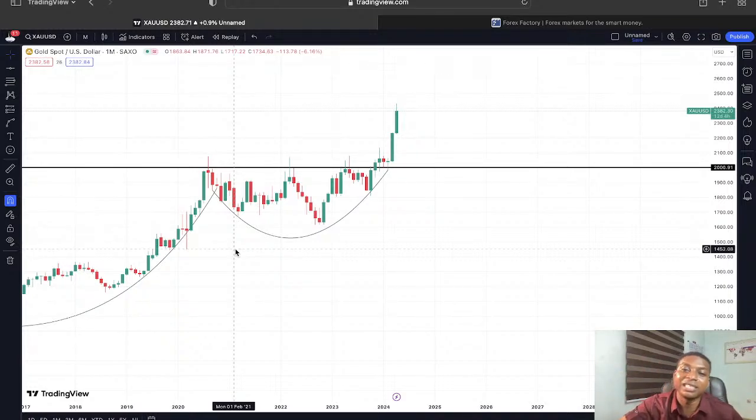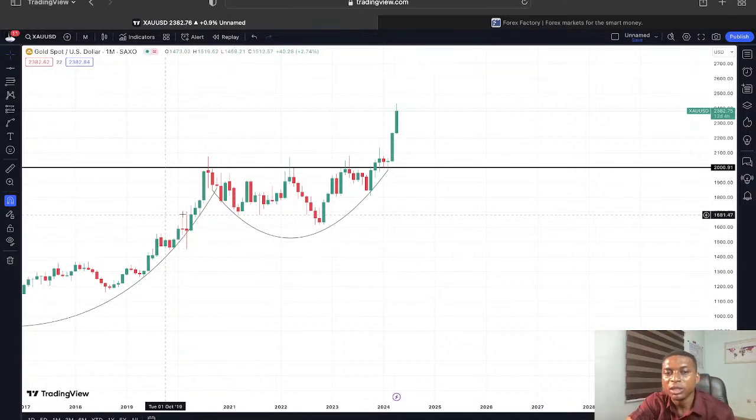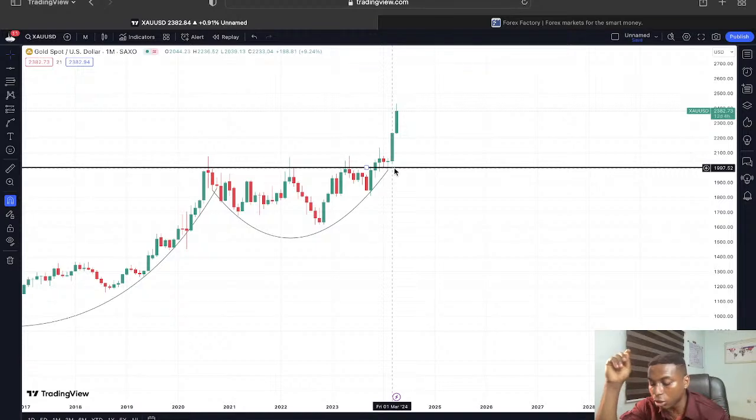Okay, Michael says it would break. HOC Fashion said potential breakdown. Awesome. So there would be a potential breakout, either upwards or downwards.